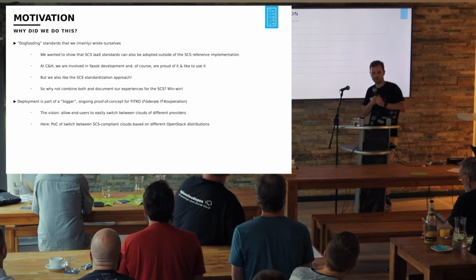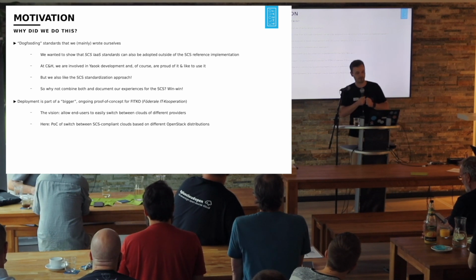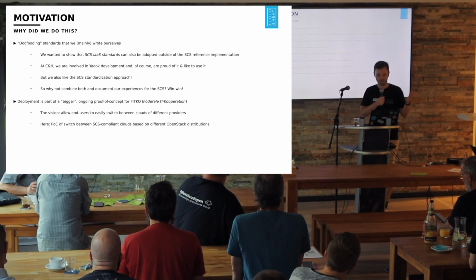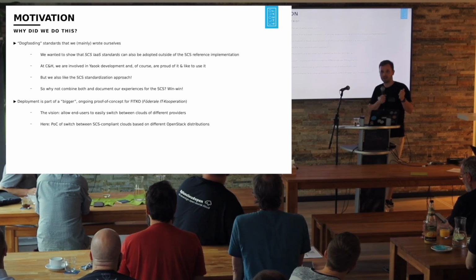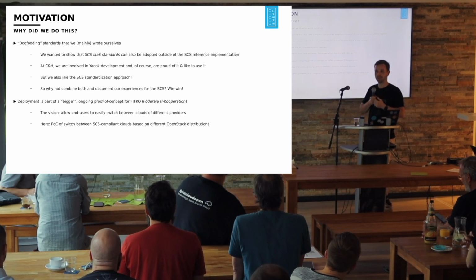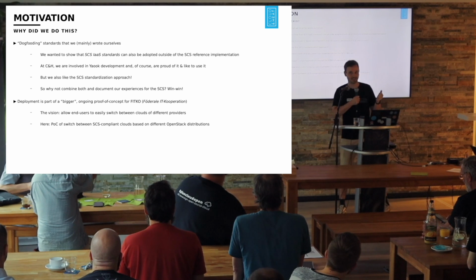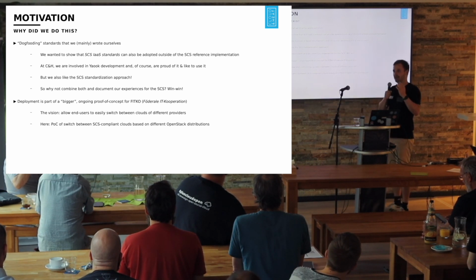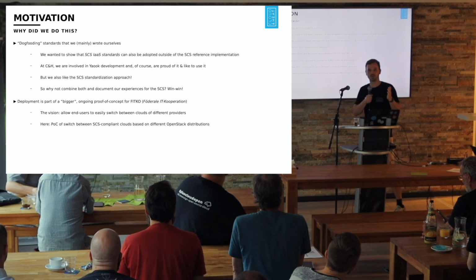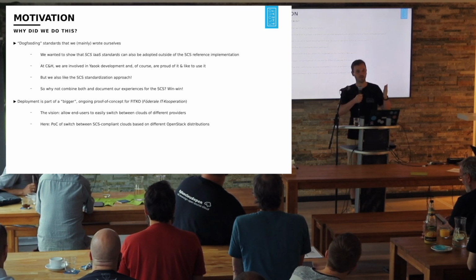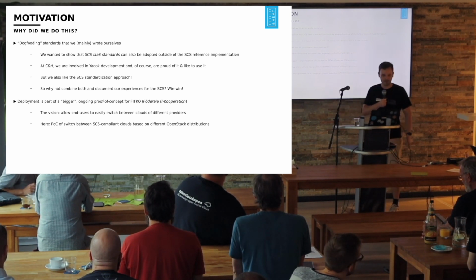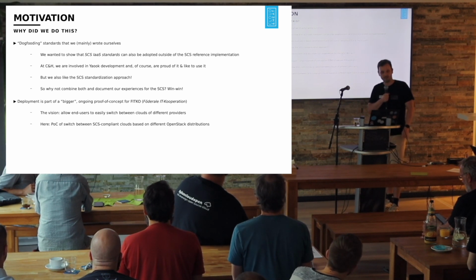And we wanted to show that it's possible that the Sovereign Cloud Stack IaaS standards can also be adopted outside of the reference implementation. And we at Cloud and Heat, we of course love Yaook. We are proud of it. We are involved in its development and we like to use it. And we of course also like the standardization approach of the SCS. So why do we not combine both and document our findings for the SCS, which will be a win-win for all of us?